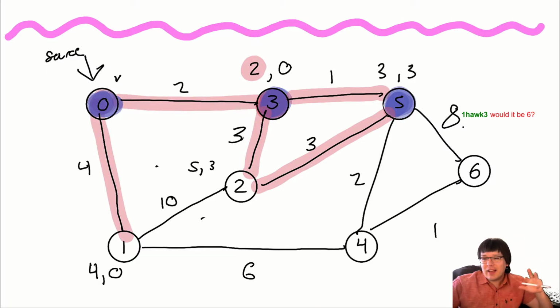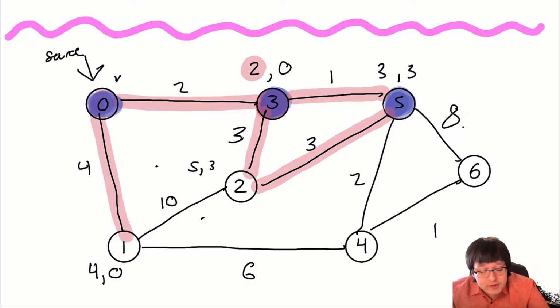You just relax, okay? Would it be 6? It would be 6 right now, as it is now. 3 plus 3 is 6. But 6 is bigger than 5. So in this case, we are looking for the shortest path, not the longest path. So we don't update, okay?